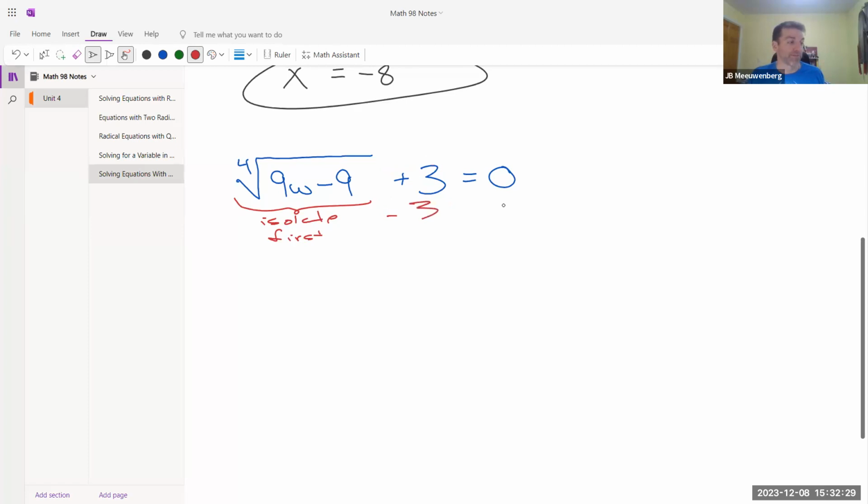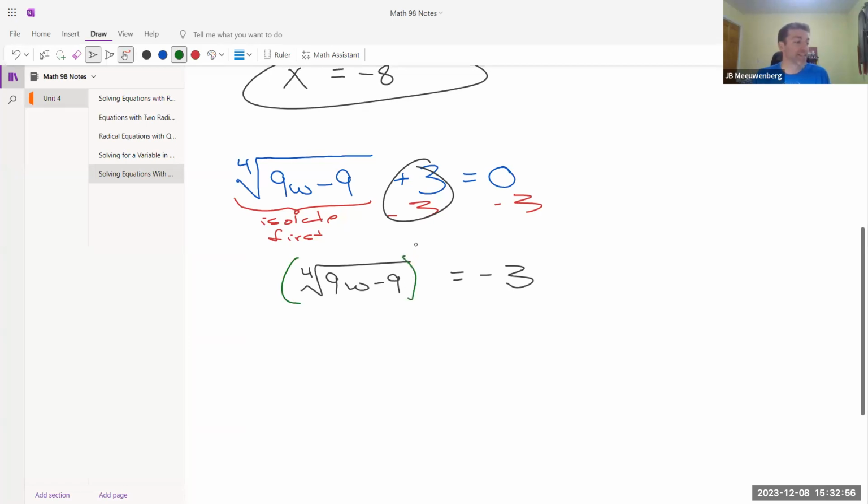So let's minus 3 from both sides. Minus 3, minus 3. We now have the fourth root of 9w minus 9 equals, this is gone, so we have our equal sign, negative 3. Now here's where you might be thinking, wait a second. Can this be negative? If it's an even root, then no, you can't. This is going to be one that has no real solutions, but we'll continue just to confirm that.